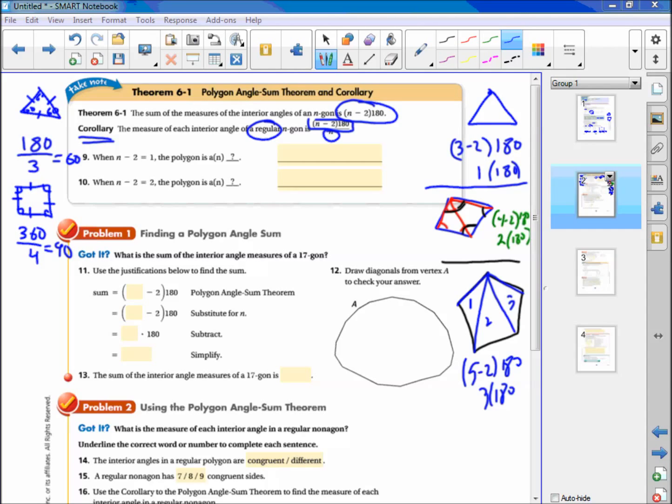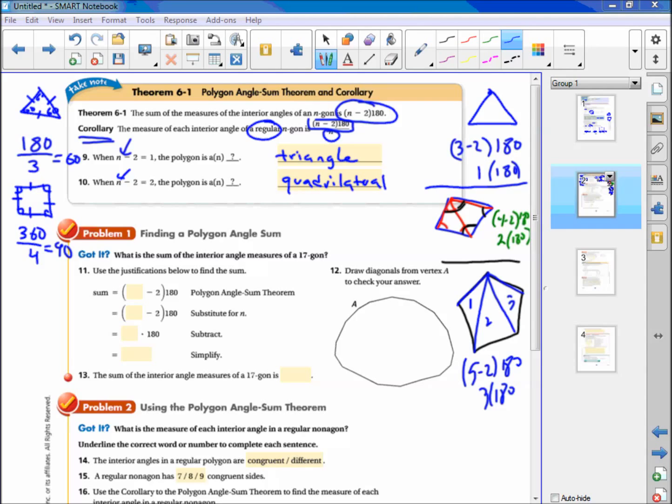All right, so when n minus 2 equals 1, in other words, when the number of sides minus 2 is 1, then this polygon is a triangle. And when the number of sides minus 2 equals 2 this time, then we know that this polygon is a quadrilateral.